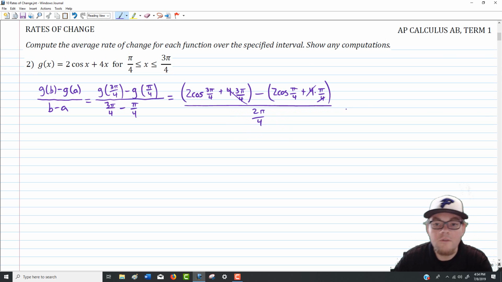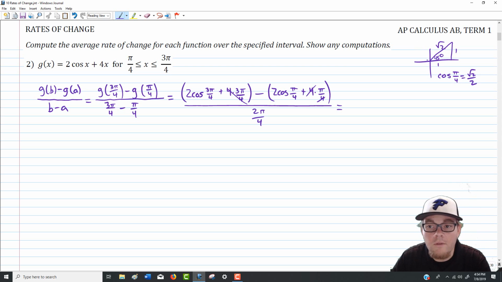Okay, so next, what do we want to do? I want to start cleaning this up a little bit. So I need to figure out what cosine of 3 pi over 4 and cosine of pi over 4 is. Well, in here, I happen to know that the cosine of pi over 4 is right there. It's a 45-degree reference angle. It means it goes 1, root 2. So the cosine of 45 degrees, also known as pi over 4, is just known as root 2 over 2.